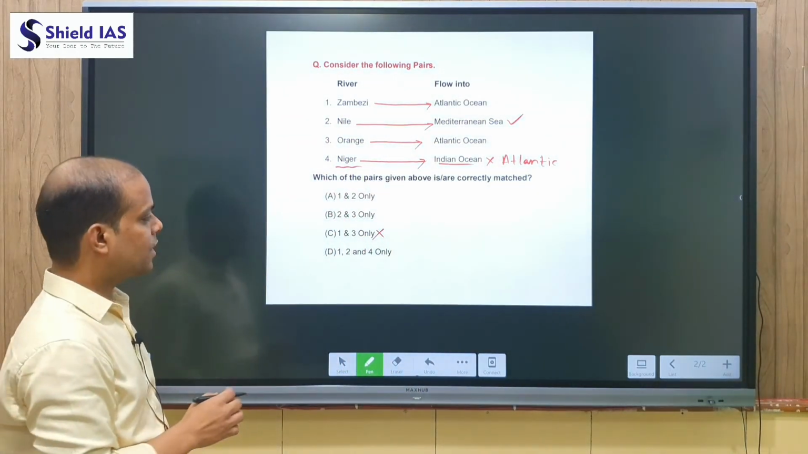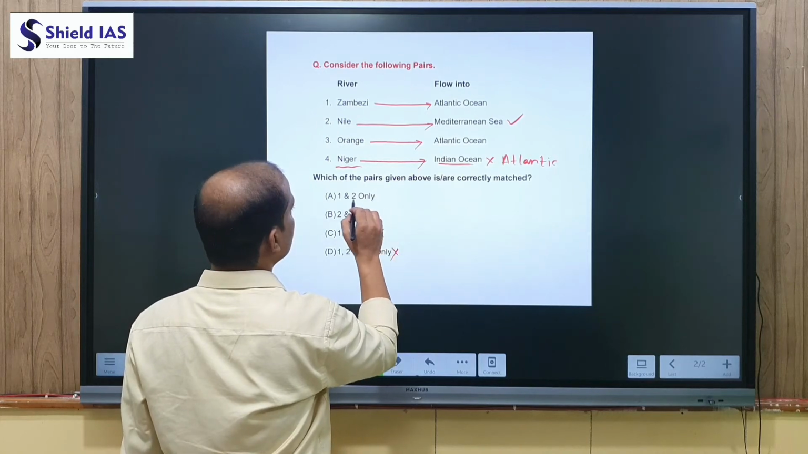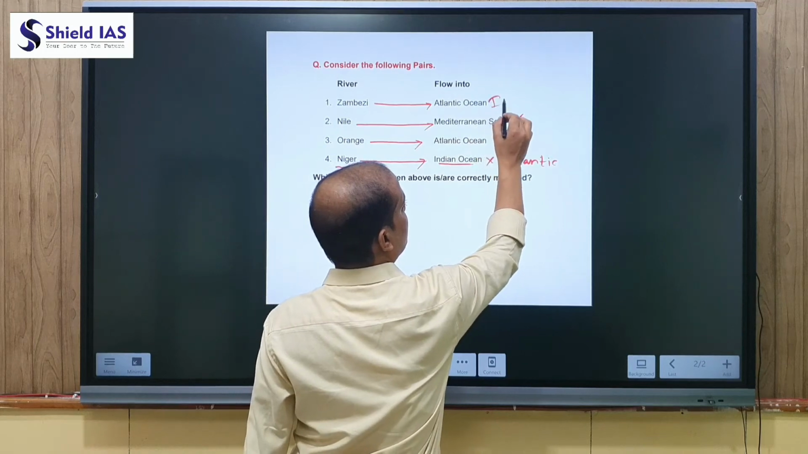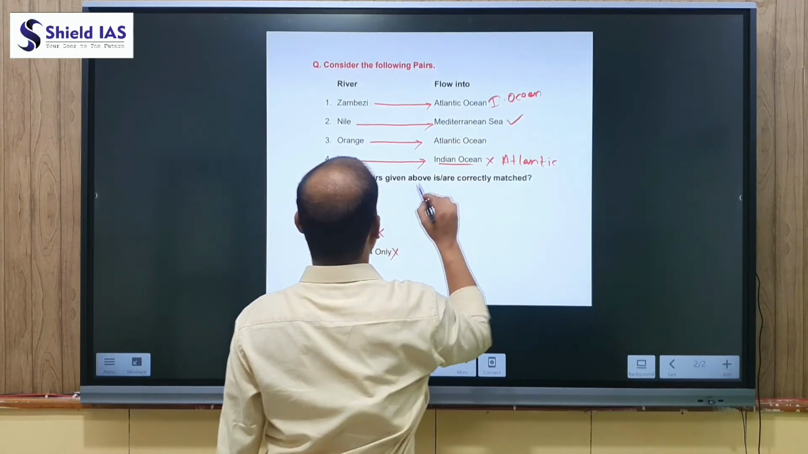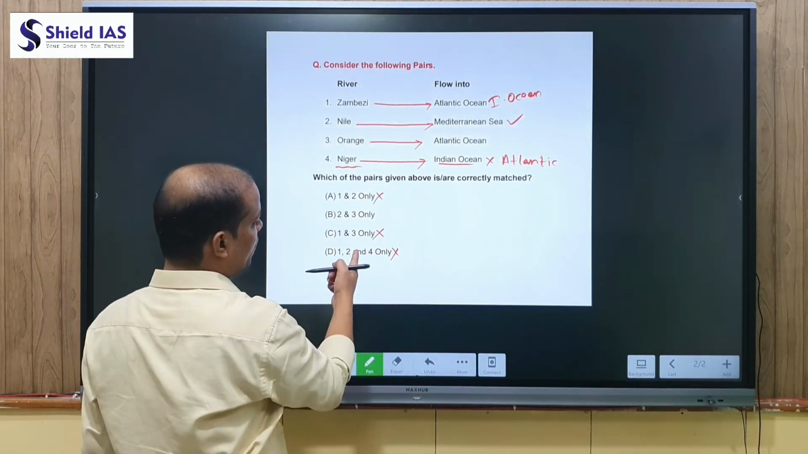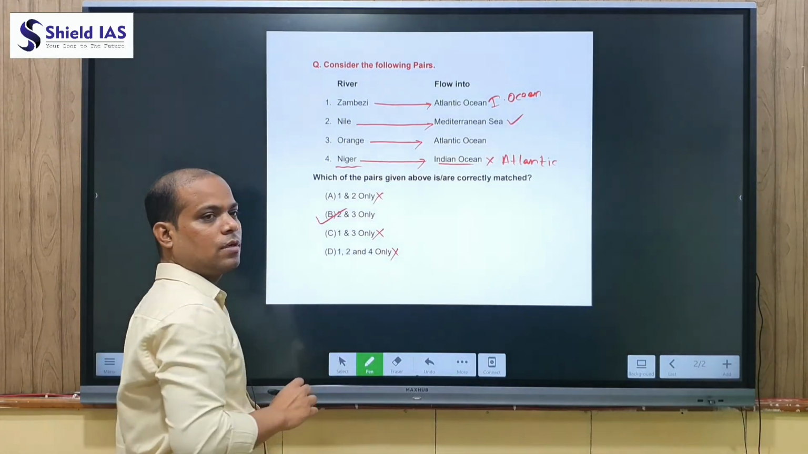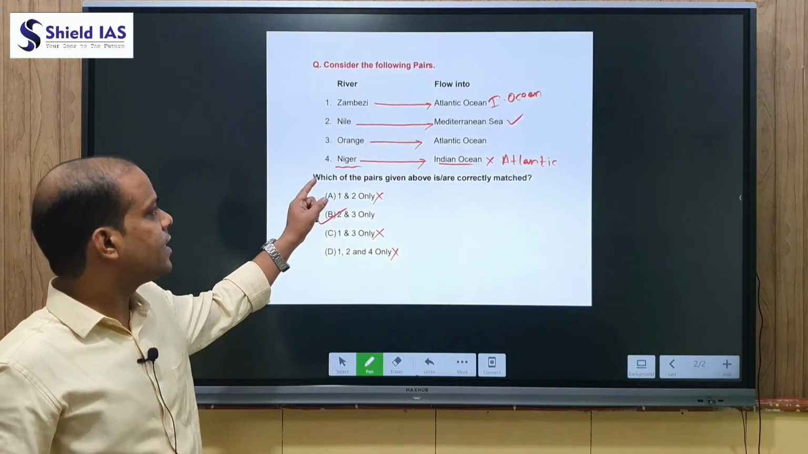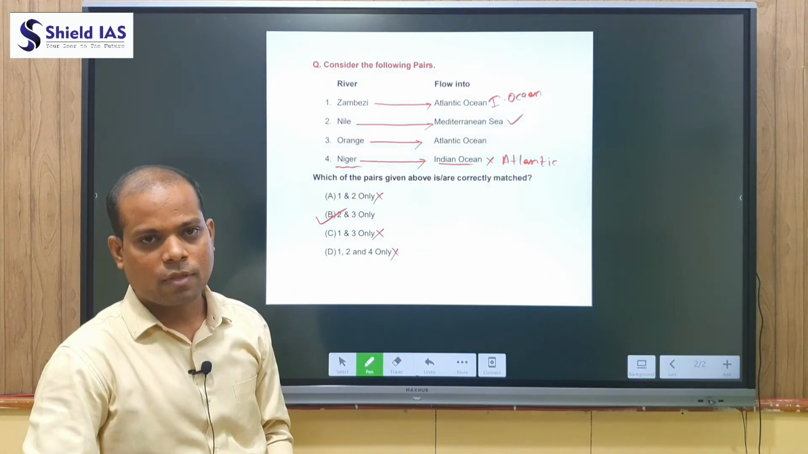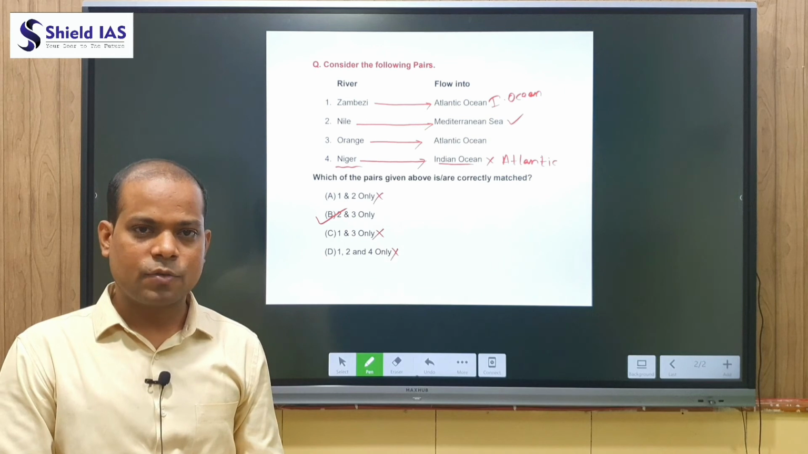So if you eliminate option number 4, option number 2 is correct and 1 is not correct. Zambezi flows into the Indian Ocean, not the Atlantic Ocean. So if you eliminate option number 1 and option number 4, the correct option is option B. So the correct answer is option B, 2 and 3: river Nile flows into the Mediterranean Sea and Orange into the Atlantic Ocean.